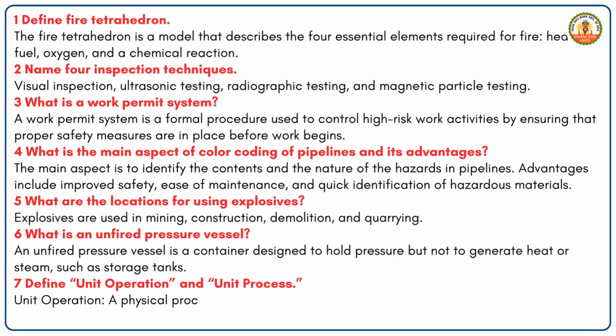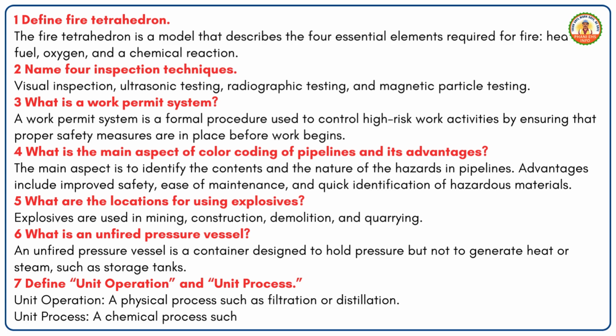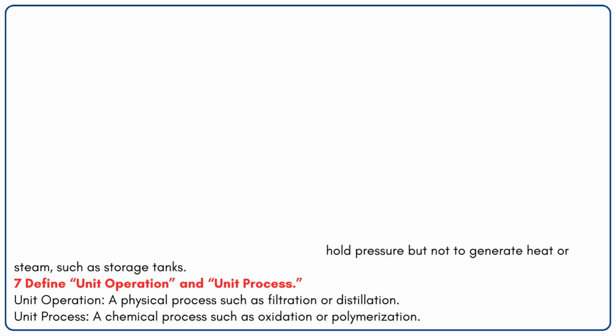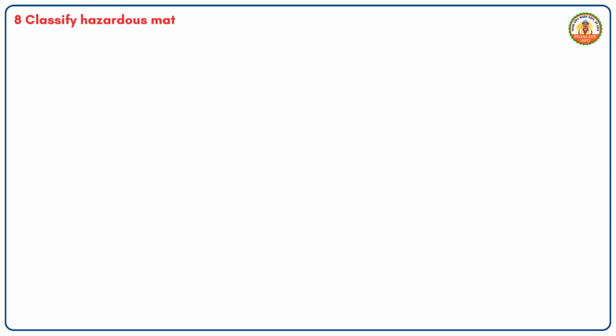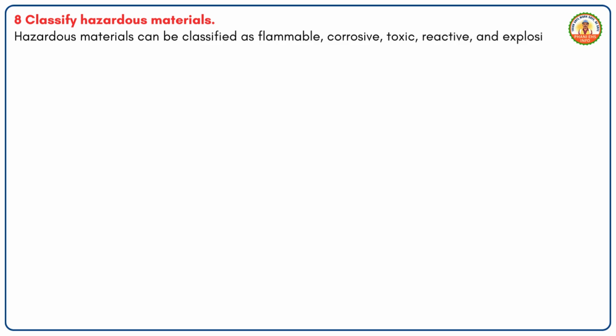Unit operation, a physical process such as filtration or distillation. Unit process, a chemical process such as oxidation or polymerization. 8. Classify hazardous materials. Hazardous materials can be classified as flammable, corrosive, toxic, reactive, and explosive.